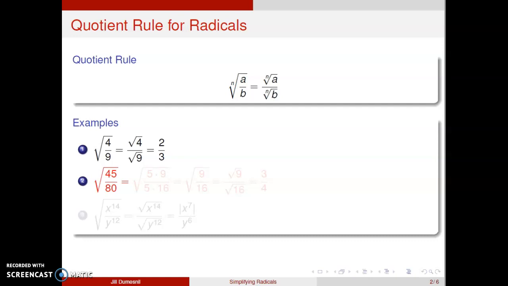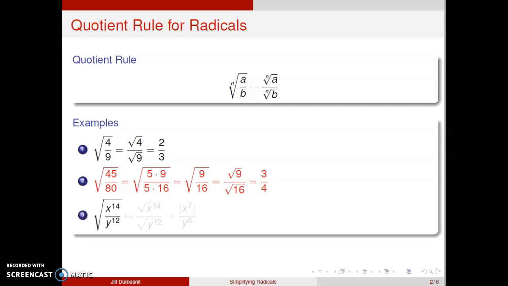Now consider the square root of 45 over 80. Notice that the radicand can be simplified. We get the square root of 5 times 9 over 5 times 16, which simplifies into the square root of 9/16. Using the quotient rule for radicals, we get the square root of 9 over the square root of 16, which equals 3/4.